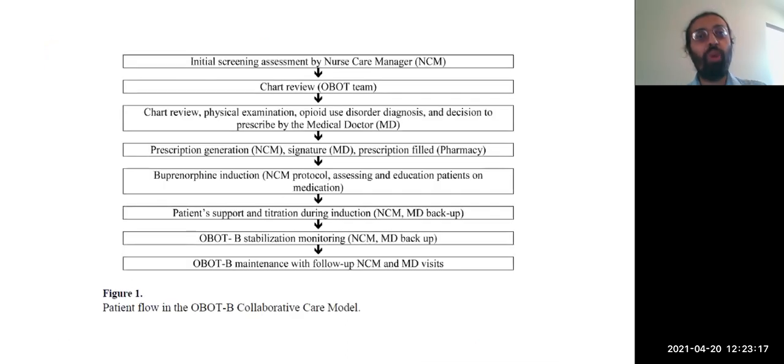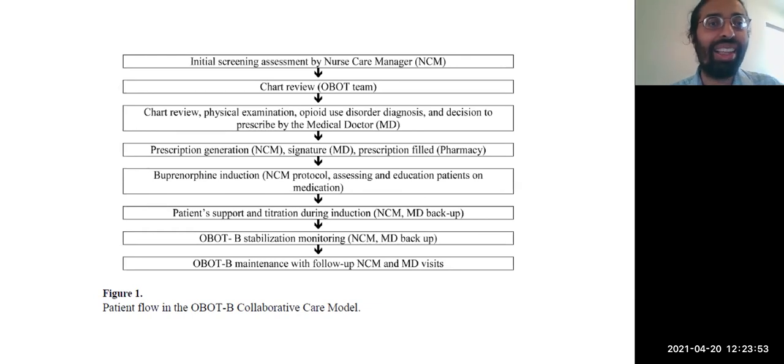Thank you. So this one, I included it as reference to show the clinic flow, right? How it might work. Say I'm a patient and our hub team is sort of the collaborative care model team, and I'm going in to seek treatment. So the initial screening would be done by the nurse care manager, right? Then the entire team would get together and review the chart, right? The MD would make sure that I indeed have a diagnosis of opioid use disorder, right? Do a physical examination, verify that diagnosis, and do the prescription.